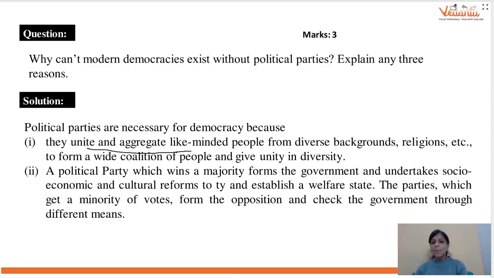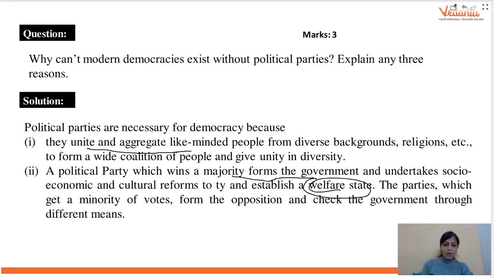And of course, a political party that wins a majority undertakes social, economic or cultural reforms, and tries to establish a welfare state. This point is very, very important. So independent candidates, all together, are coming and establishing a very good government by electing people from different backgrounds. So that is going to be the entire crux of this answer.